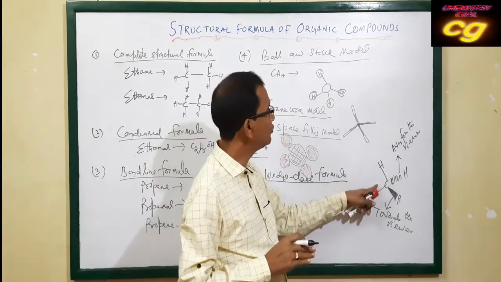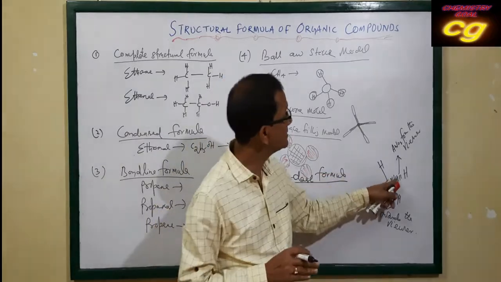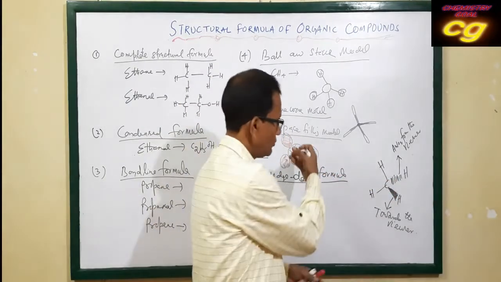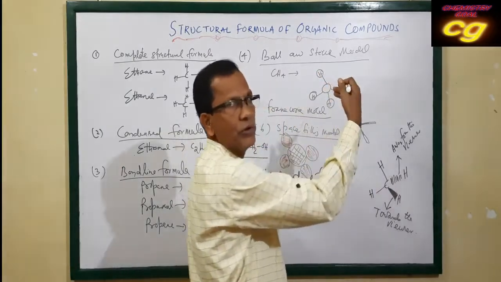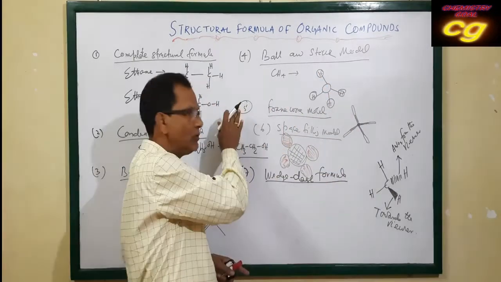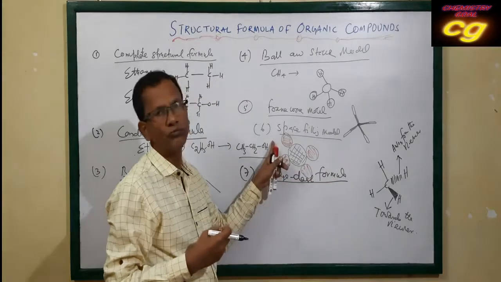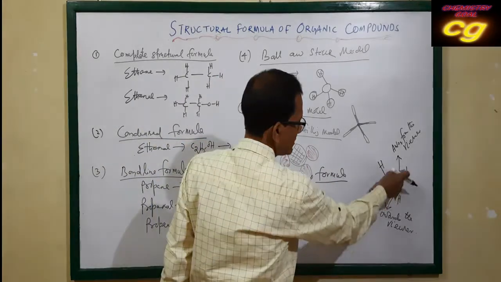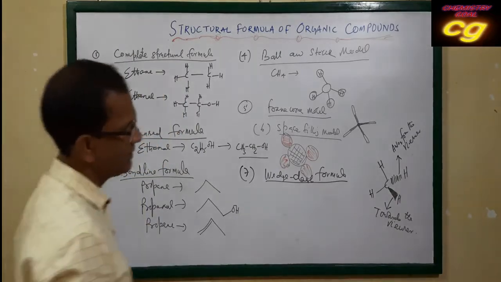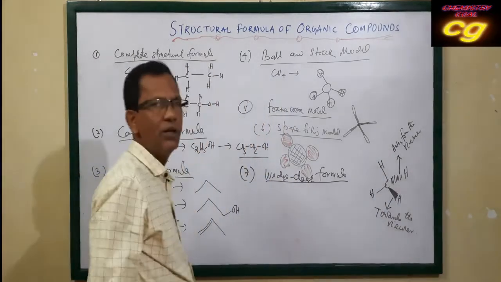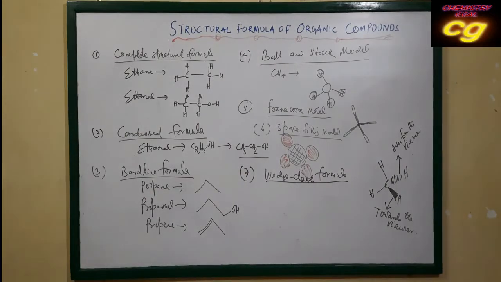This is the 3D model: towards the viewer, away from the viewer, and one plane. Suppose on the board, these two atoms are on the board, this one is towards the viewer, and another is away from the viewer. That is the back side of the board, another is the front side of the board, and these two are on the board. So these two are in one plane, and the dash and wedge are both in different planes. This is called the wedge and dash formula. This is also a 3D representation.